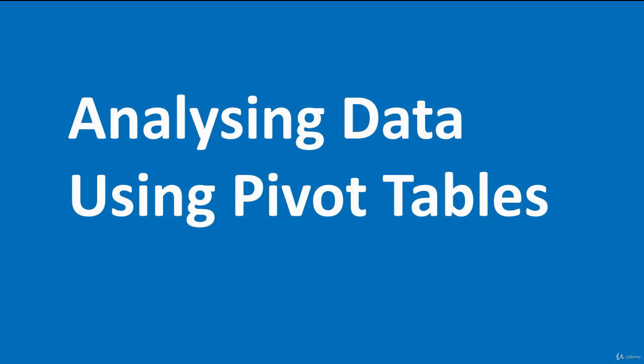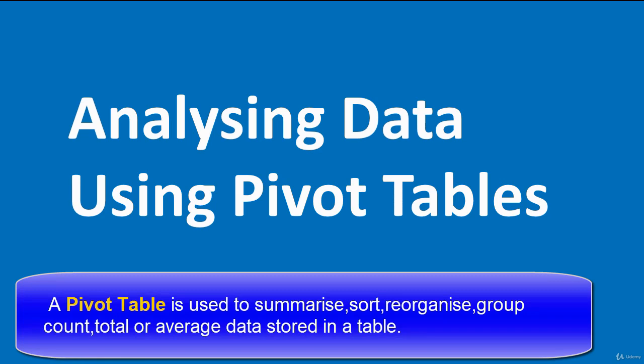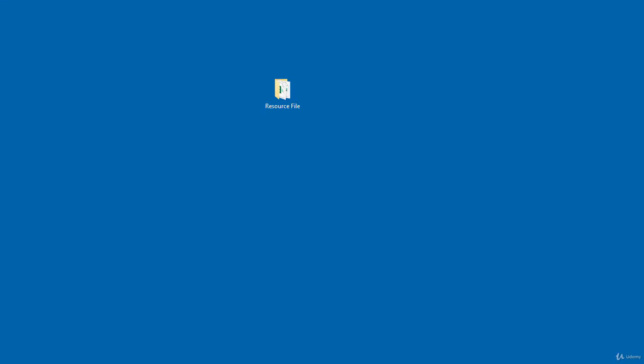Now that we've created a data model using Power Pivot, and this is being linked to a Power Query that we created earlier, it's time to start looking at what the data is actually telling us, and we're going to do this by using pivot tables.